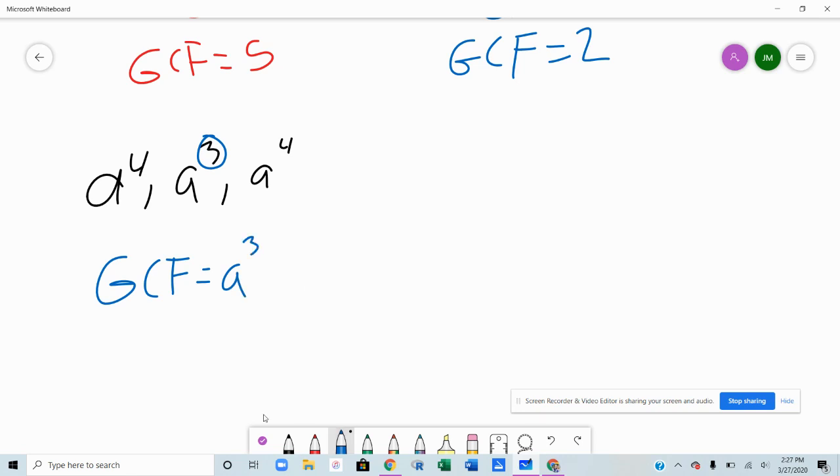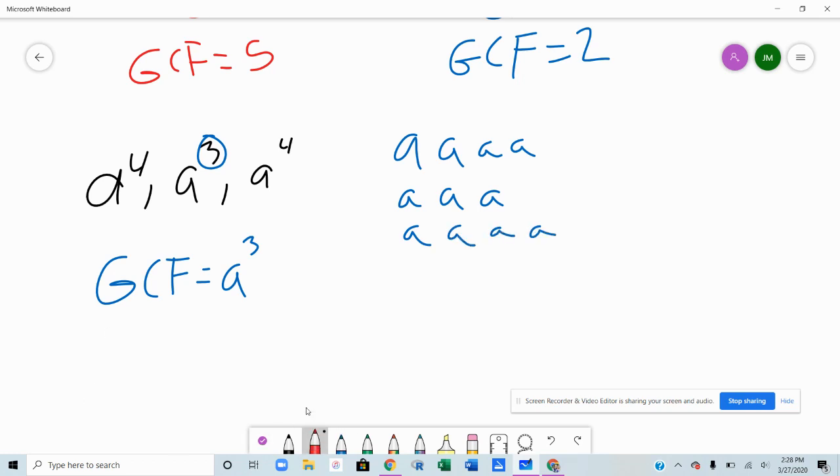The way you learned in class will get you the same answer, just takes a little bit more time and effort. The way you learn in class is to write down how many A's there are here. There are 4 of them. Then underneath that, write down how many A's this one has, which there are 3 of them. And then write down how many this one has, which there are 4 of them.